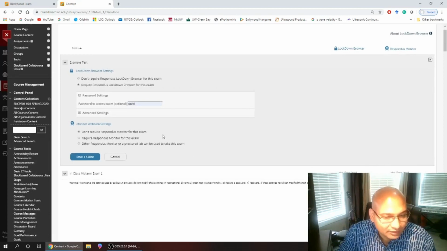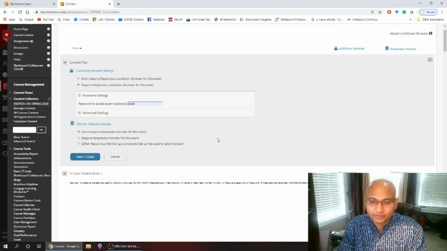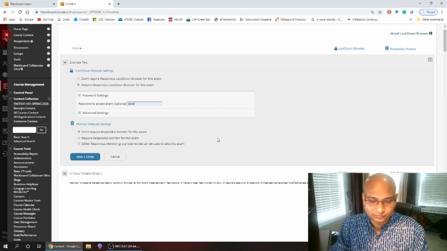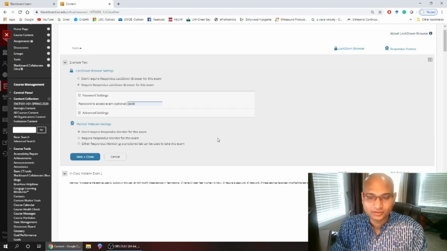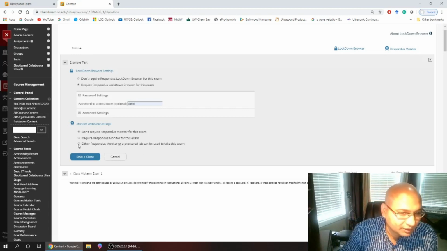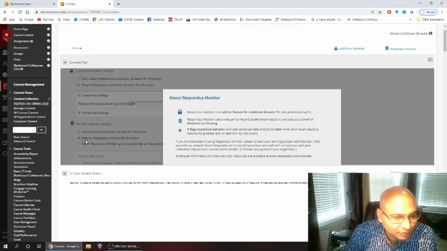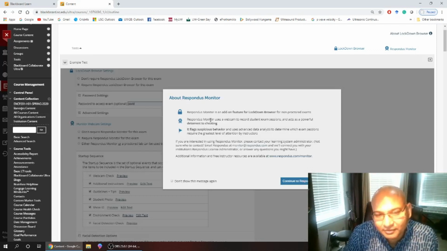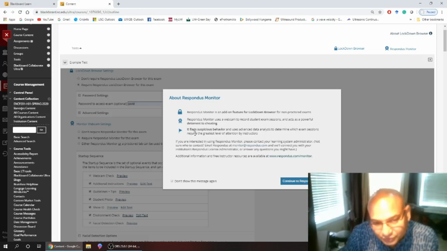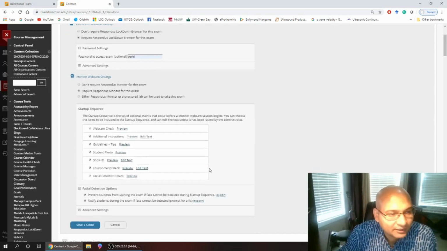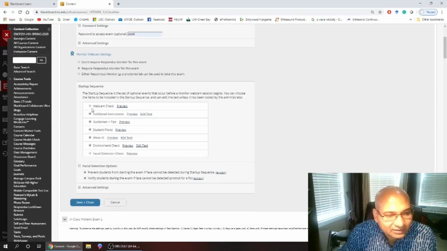Now you can also monitor the students while they are doing the exams. If they have a webcam, you can enforce that by watching their webcam recording of that 30 minutes, and you can review whether they are cheating or not. So that is also possible. Require Respondus Monitor. If I click require Respondus Monitor for the exam, it will demonstrate what they can do, and you say okay, continue to Respondus LockDown Browser, and it will ask what you want.